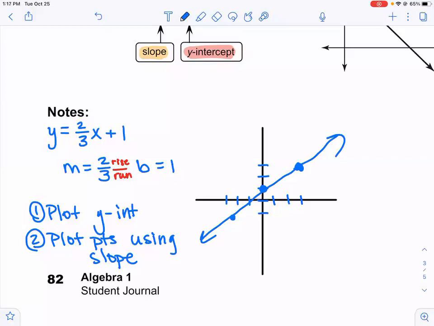It's going to be a lot nicer when we actually have a grid, right? You know what? Let me give you a grid.